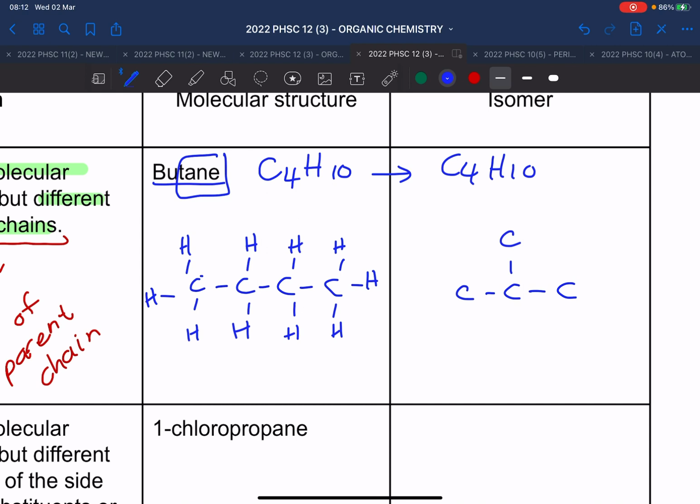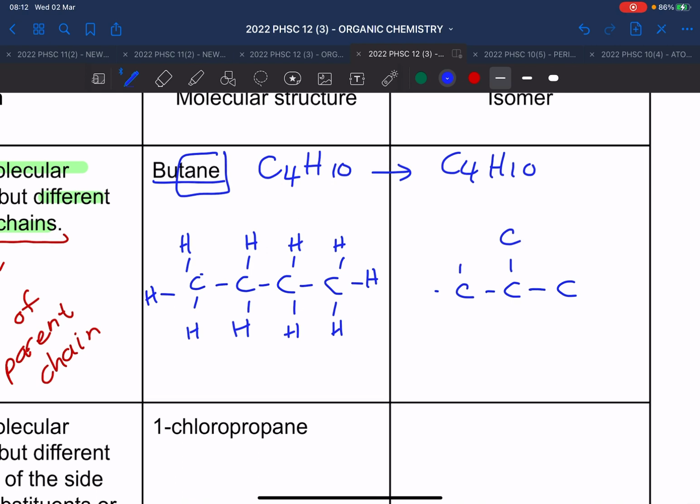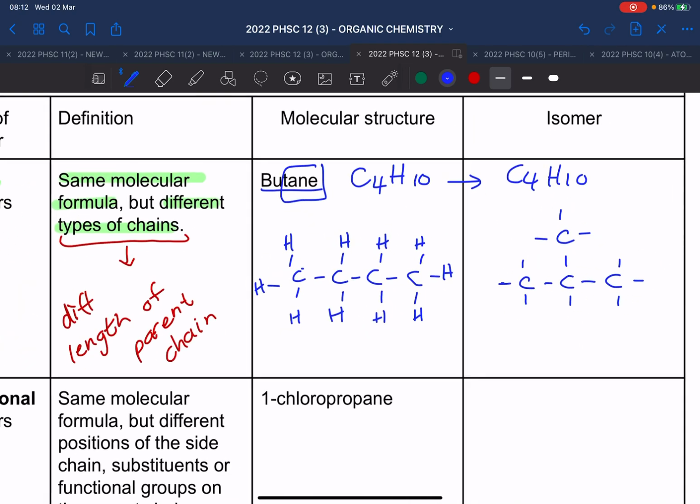Now let's just count the hydrogens. 1, 2, 3, 4, 5, 6, 7, 8, 9, 10. So they will be considered chain isomers. Why? Because the parent chain's length changes. We still have 4 carbons, 10 hydrogens for each one, but the length of the parent chain changes. Can I take that carbon and put it on one of the sides? No, because then it just makes an L, and it will be butane again.